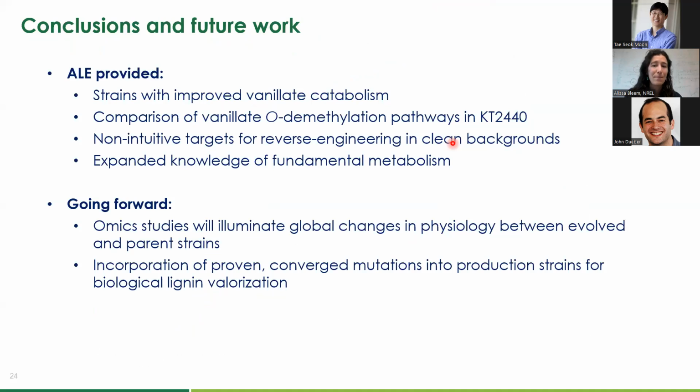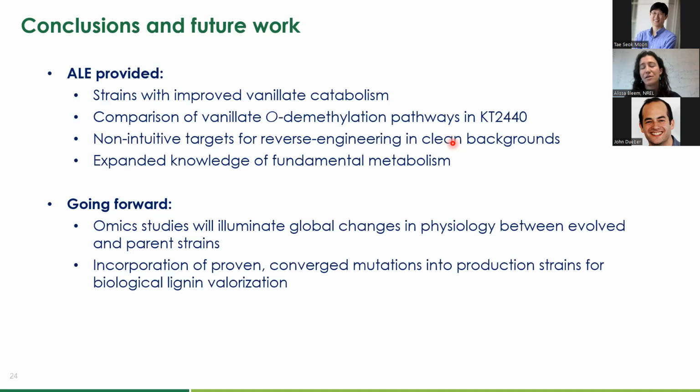All right, so wrapping up, obviously adaptive laboratory evolution can give you strains with improved phenotypes. If you select long enough in a condition, the strains will naturally mutate to have improved catabolism, and in this case it was for vanillate. I think this is also a nice mechanistic study for comparing vanillate O-demethylation pathways in Pseudomonas putida. It's pretty clear that VanAB is preferred in these strains, but it's nice to know that we can engineer other pathways like the LigAM enzyme and then evolve for improved performance that way. It also gives us non-intuitive targets that we can reverse engineer in clean backgrounds.